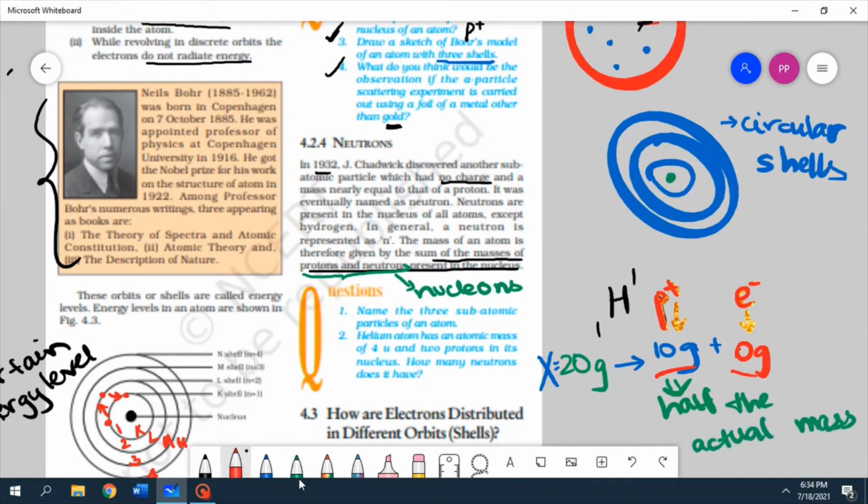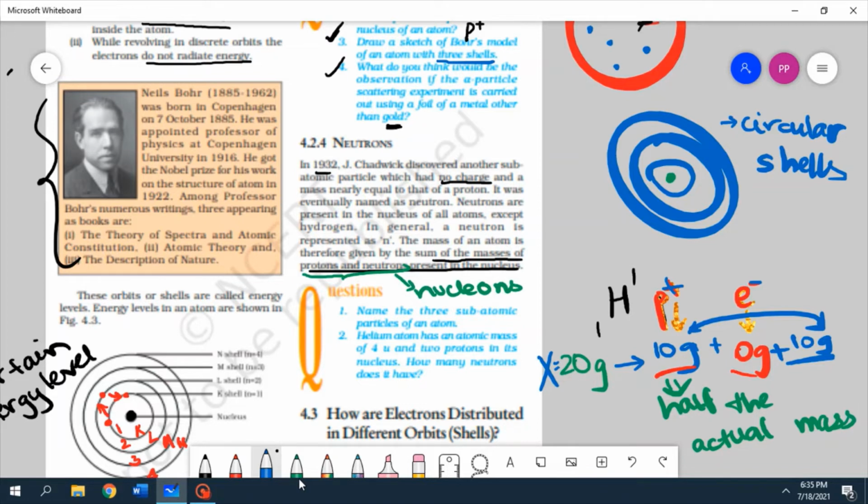So he thought there's probably a third subatomic particle with a mass roughly equal to the mass of a proton. So if that is 10 grams, it would add up to 20 grams. But then he thought, if the proton is positive and if an electron is negative, what should the charge of the third particle be?